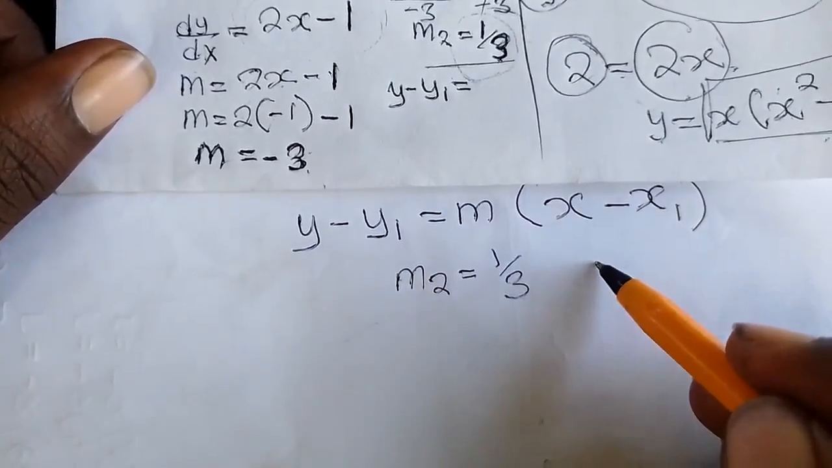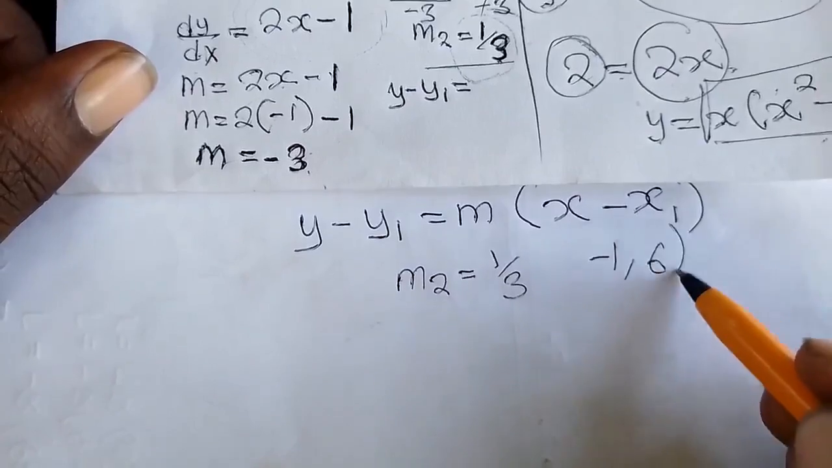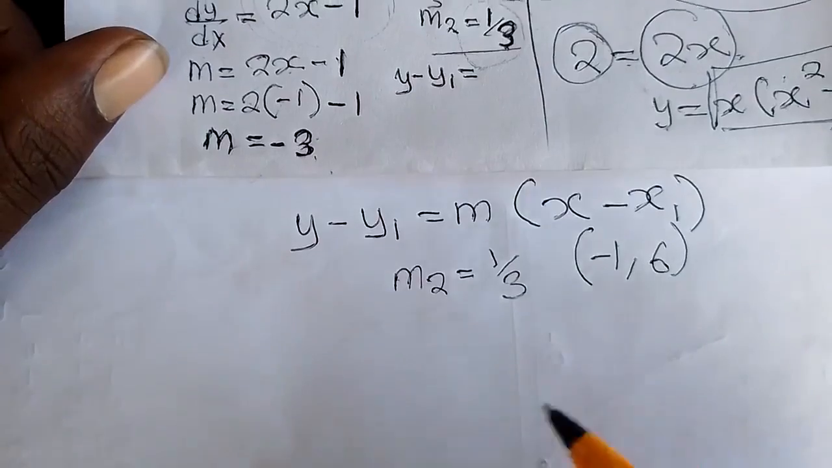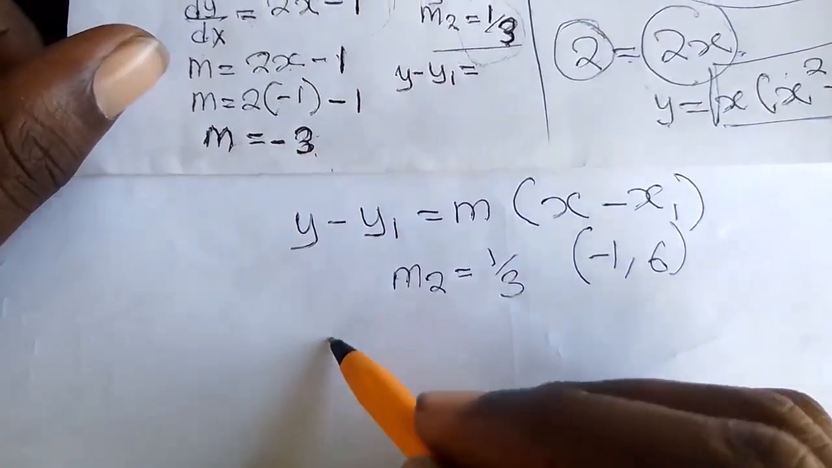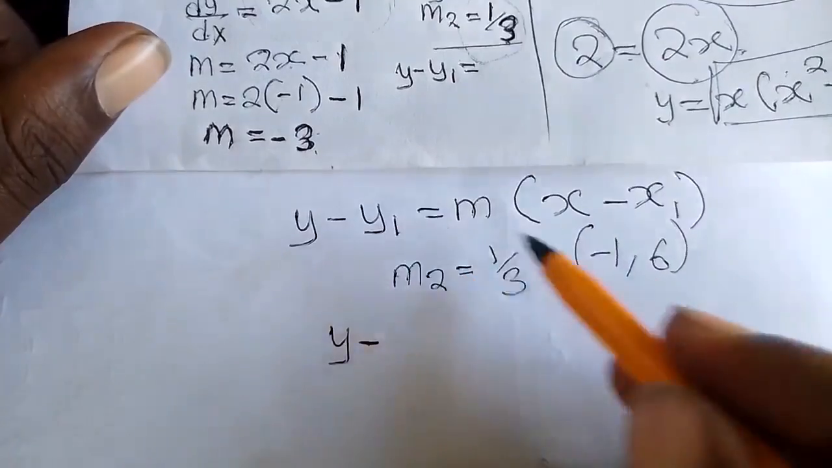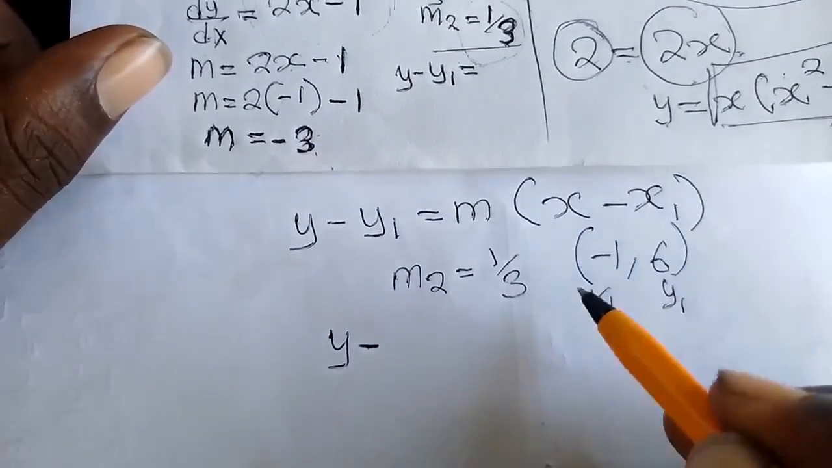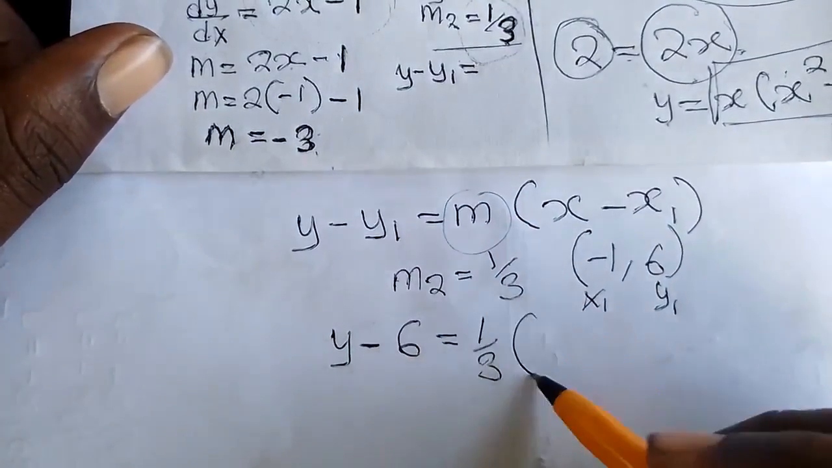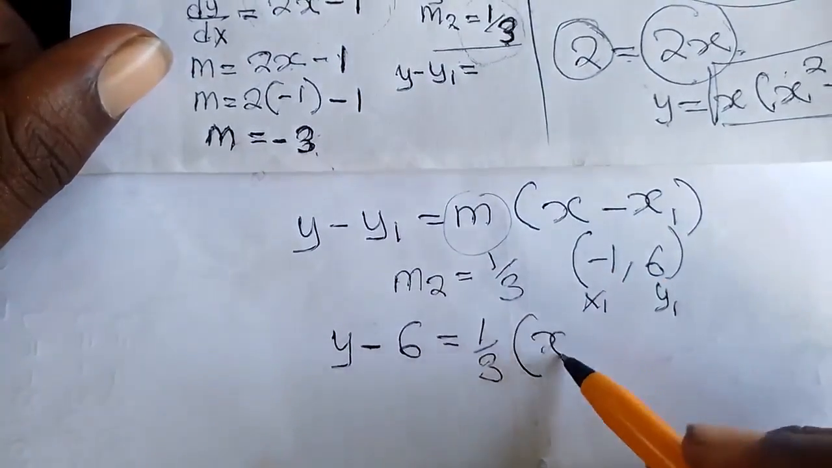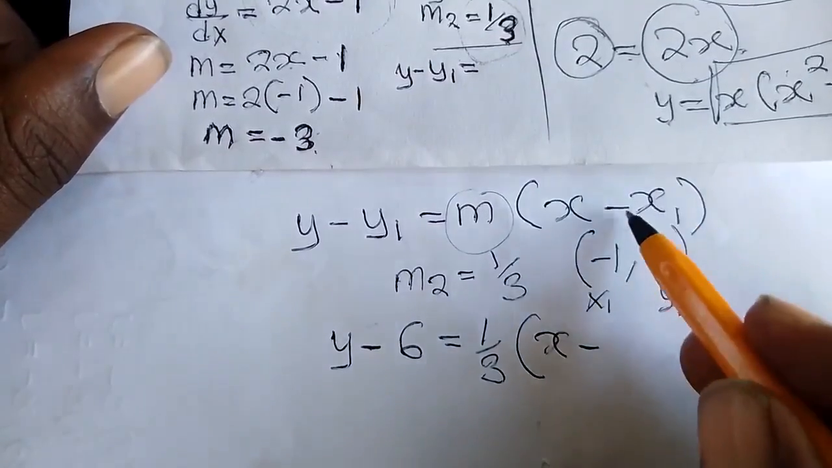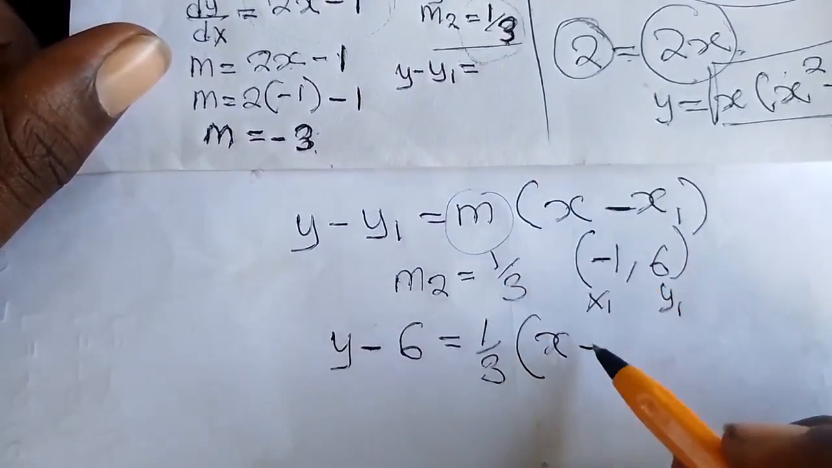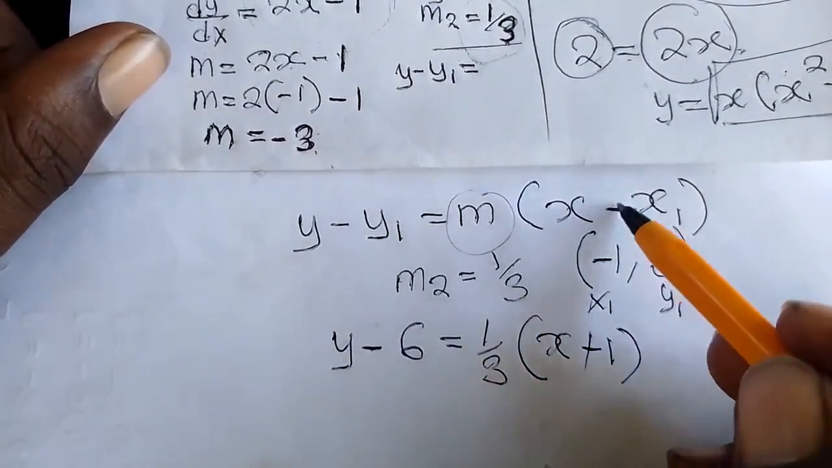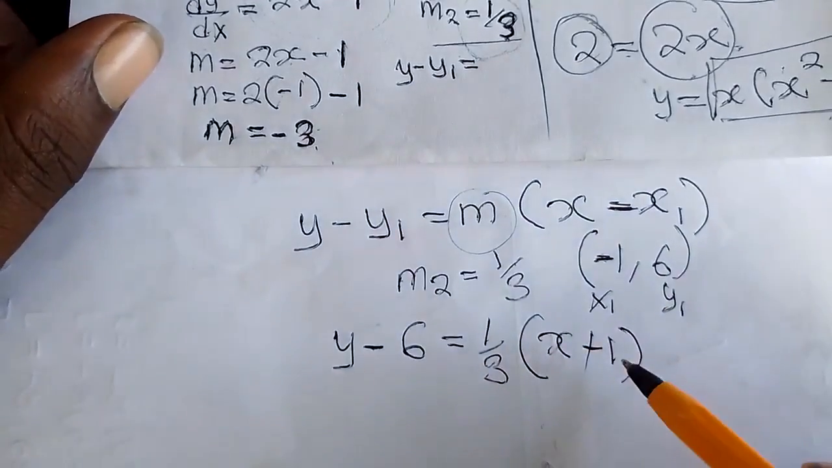We've got a coordinate which is what? Negative 1, 6. That is the coordinate that we are given. Then we just proceed. From here, just substitute. y minus, what is y1? This is x1, this is y1. y1 is 6, which is equal to, what is the gradient? 1 over 3. Open bracket, x minus, what is x1? Negative. Here there is a negative, so plus 1. When a negative meets a negative, that's positive. So negative times negative, that's positive. That's why there is a positive here.